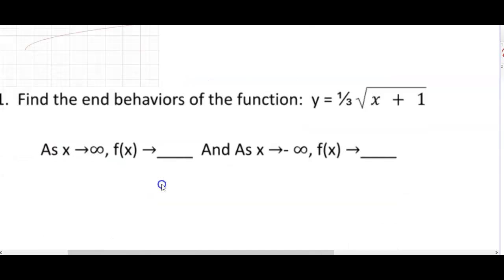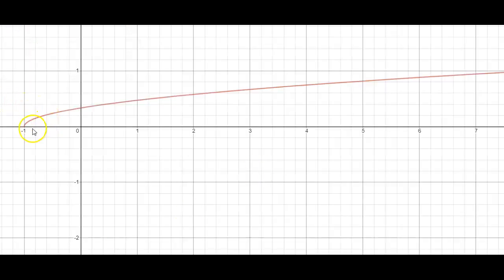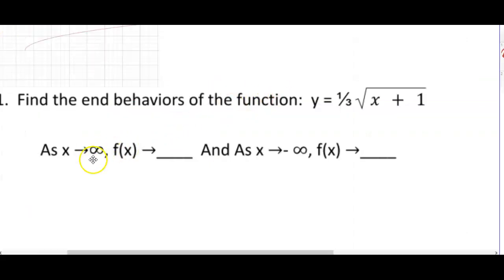Now for this next graph right here, find the end behavior of this function. So this is the graph right here for y equals 1/3 times the square root of x plus 1. Alright, so as x goes to the right, it approaches positive infinity. And as x goes to the left, it approaches 0. Alright, y equals 0 is the asymptote here. So as it went to the right, it approached infinity. And as it went to the left, it approached 0.